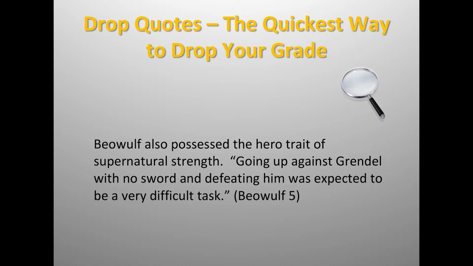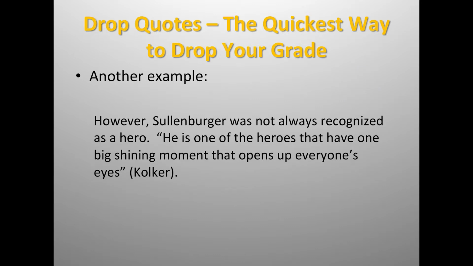Beowulf also possessed the heroic trait of supernatural strength. And then right here you have just a dumped in quote. Going up against Grendel with no sword and defeating him was expected to be a very difficult task. All right, so we don't really know what source that's coming from, who's saying that, so you want to do it correctly. Here's another example. However, Sullenberger was not always recognized as a hero. We're talking about Sully from The Miracle on the Hudson, right? And then they just dump in this sentence. You can see right there the source comes from Kolker, but we don't know, is that the full name? What source is this coming from?